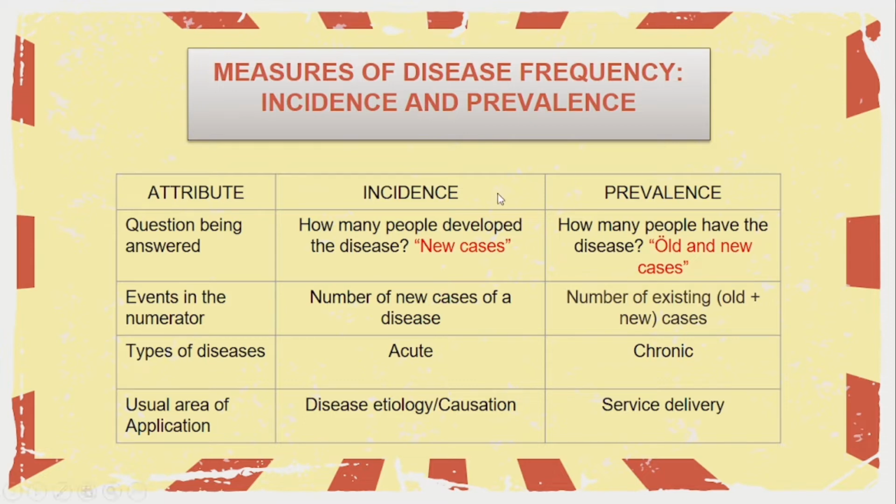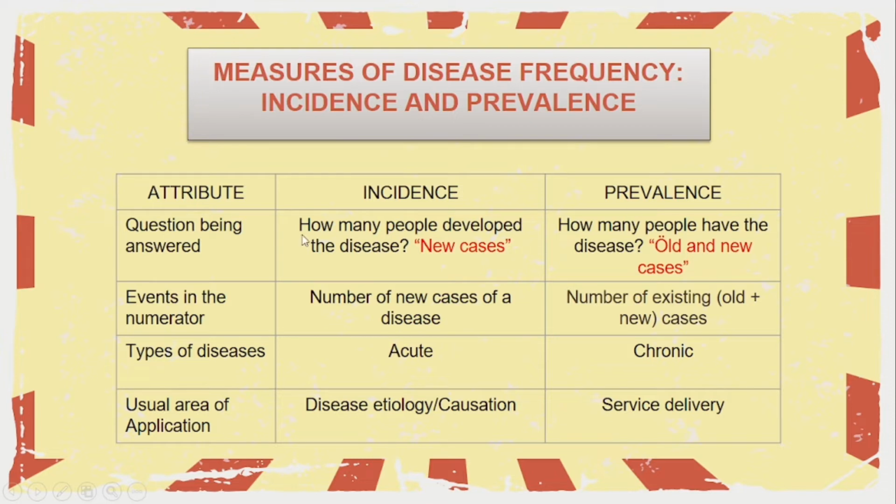Ganun yung katumbas niya. Pag prevalence naman, how many people have the disease? Kung sino yung may mga disease. Old and new cases, pasok po siya kay prevalence. Katulad ni incident, new cases, mga new cases ni COVID-19 around Barangay Silangan. Sa prevalence naman, how many people have the disease? Yung may mga old cases na, di ba? Old cases ng diabetes, ng malaria, ganyan. Old and new, magkasama na po sa prevalence.